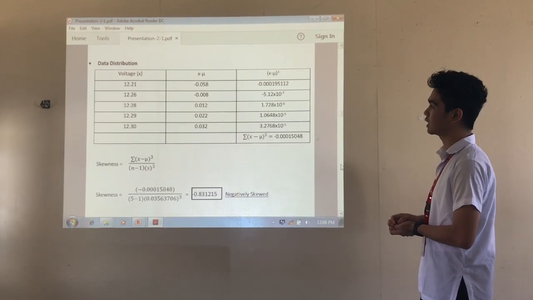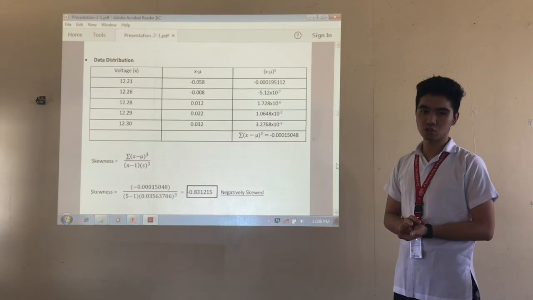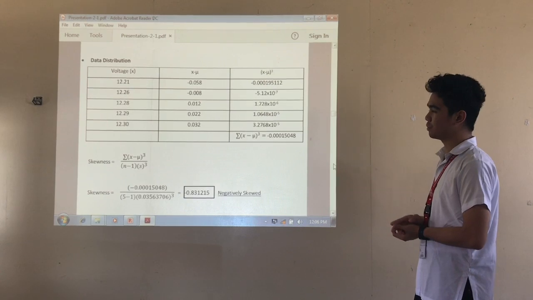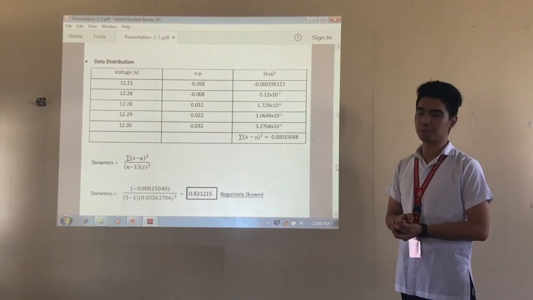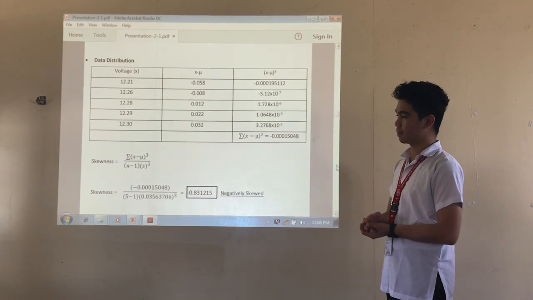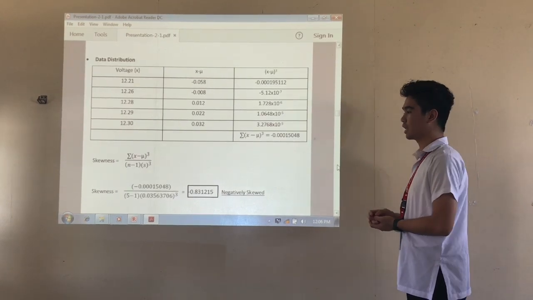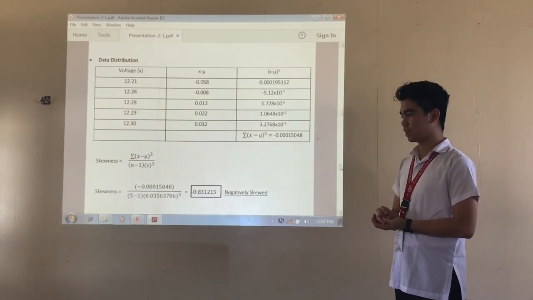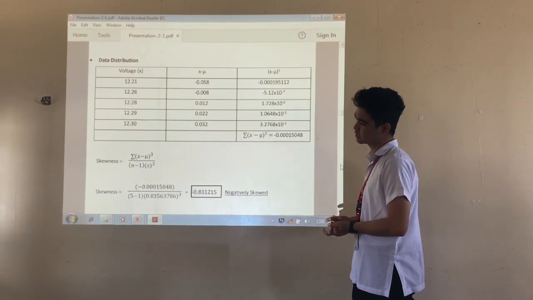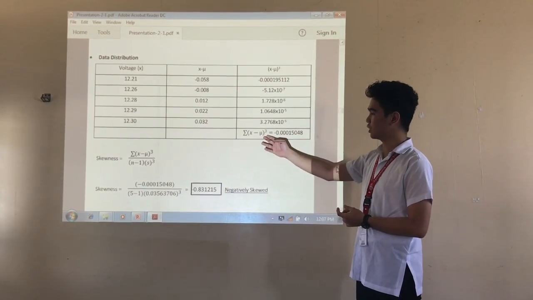So makikita naman po natin sa data distribution, para po malaman natin yung skewness ng ating data, we made a table po para mas mapadali ang aming computation. X minus mean, and sinubstitute lang po namin sa formula ng skewness na summation of x minus mean cube over n minus 1 times standard deviation cube.